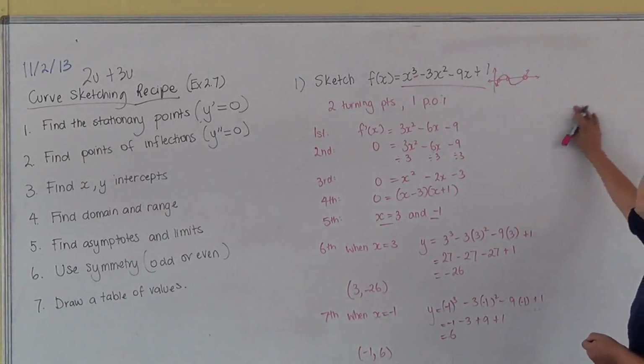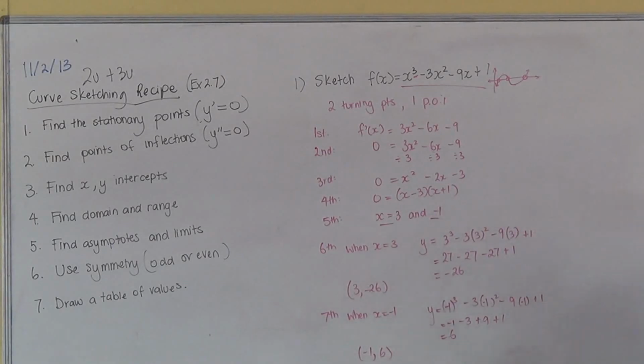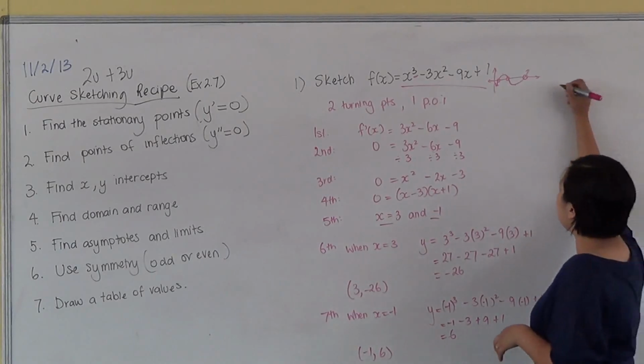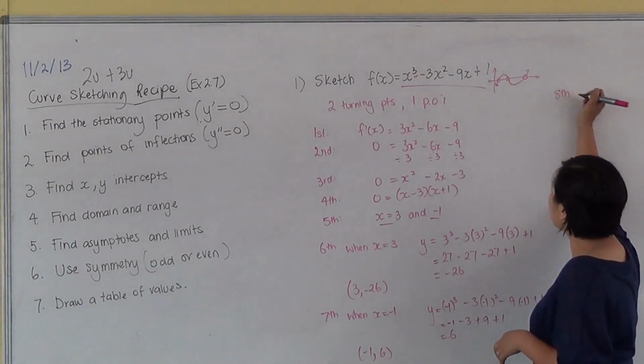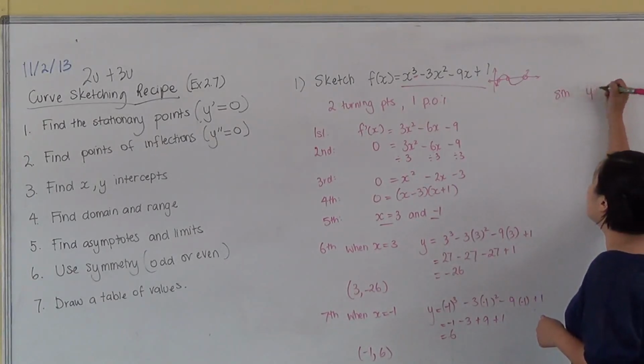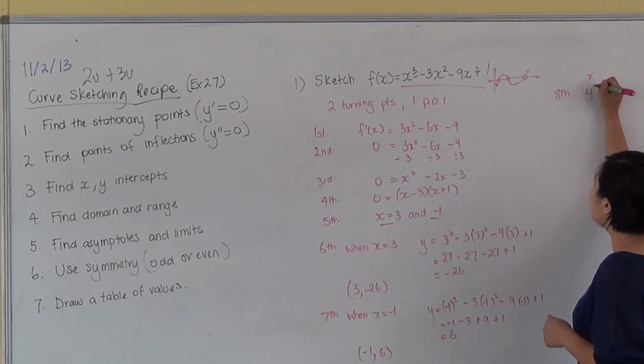We're going to determine the nature of these 2 turning points. You can either use the table of values or you can substitute into the second derivative. Which route would you prefer? Table of values? Good. Alright, table of values. So what we're going to do is x and the first derivative, f dash.